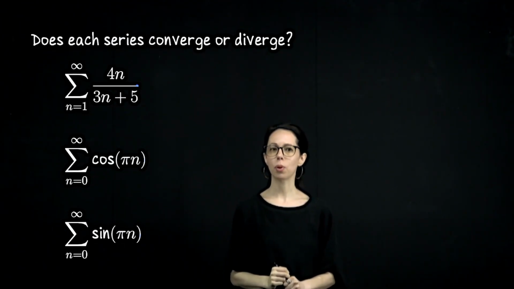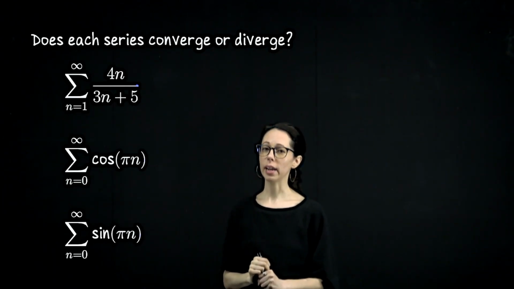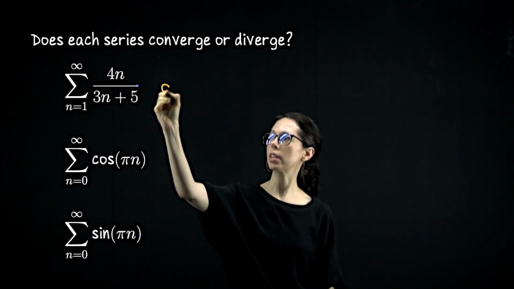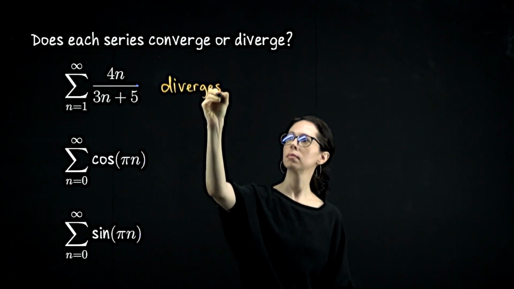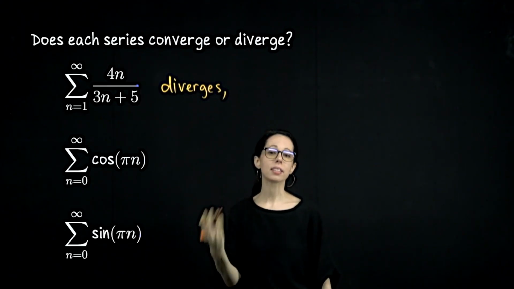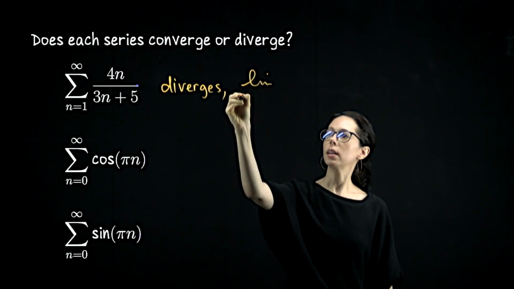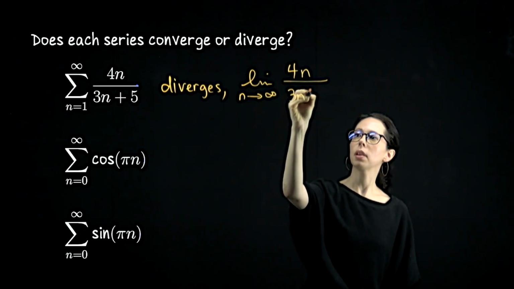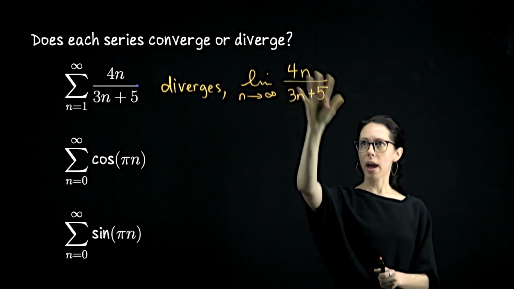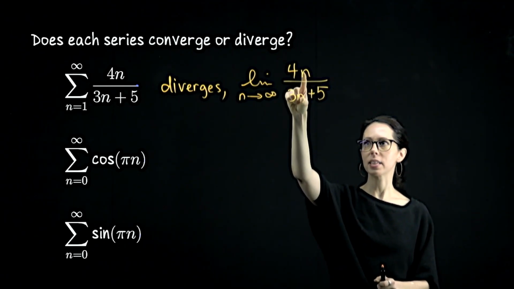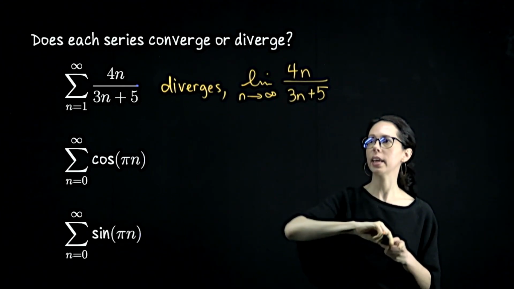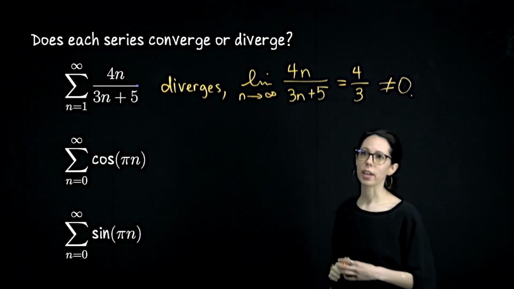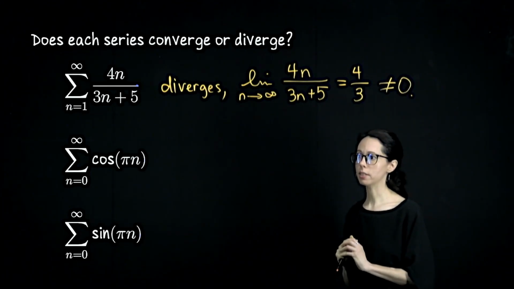All right, for this first example, we are looking to add up terms of the form 4n over 3n plus 5. This is a nice application of the test for divergence because this series diverges. If you take the limit of a sub n as n goes to infinity, that's going to look like the limit of 4n over 3n plus 5. This is a rational expression in terms of n. If you compare the highest powers of n, we get 4n over 3n, so this limit is 4/3, not 0. The test for divergence tells us that this series diverges.